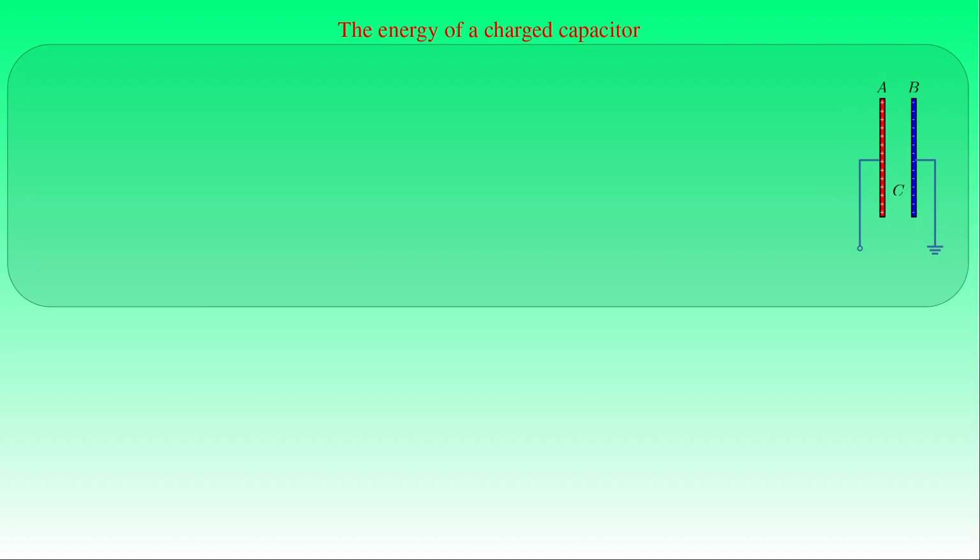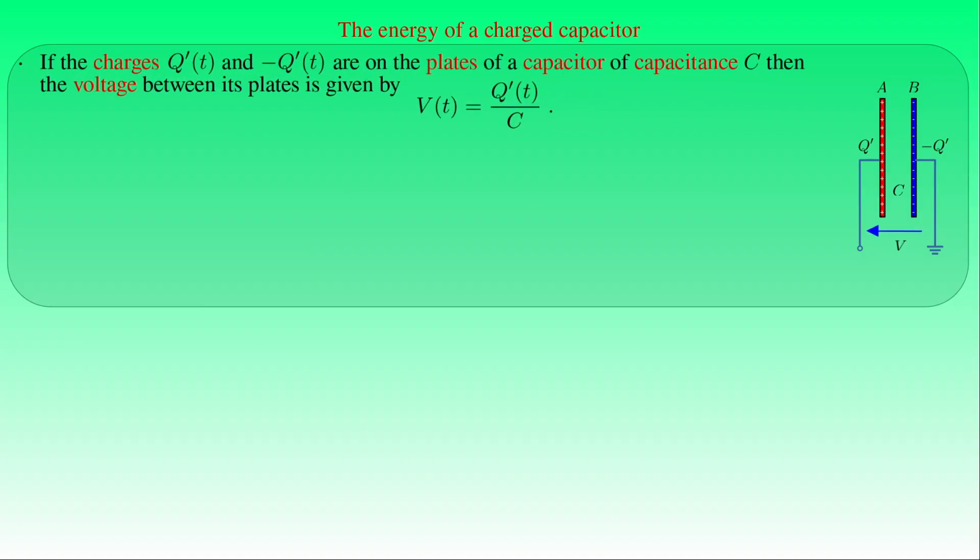We determine the energy of a charged capacitor given by the work required to bring charge to its plates. If the conductors A and B are the plates of the capacitor of capacitance C, then the energy of the capacitor can be calculated as follows. At a given instance of time t, let q' and minus q' be the charges on the plates A and B, respectively. Then the voltage V between the conductors is equal to the charge q' over the capacitance C, where q' and therefore the voltage V depends on the time t.